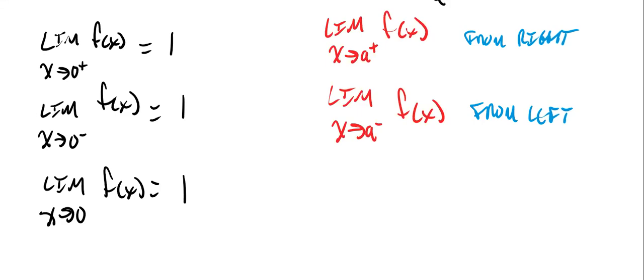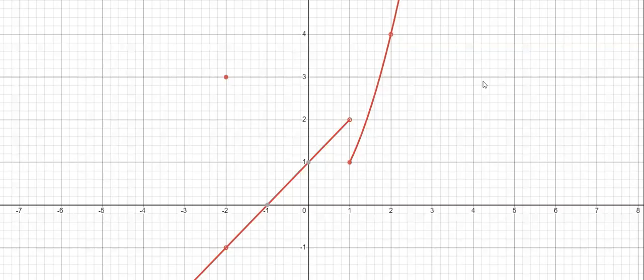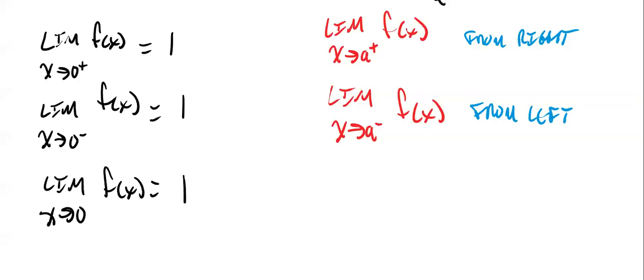If I'm checking the limit here, I'm first checking what's happening as we approach from the right, and it looks like it's approaching 1. Look at what's happening when it's approaching from the left. It looks like it's approaching 1. So I'm seeing that it's approaching the same single number from both sides. And so it looks like the limit as x approaches 0 is 1, because it approaches the same number from the left and the right.